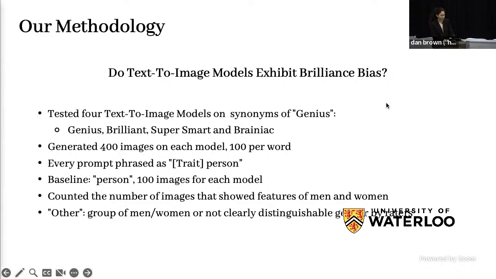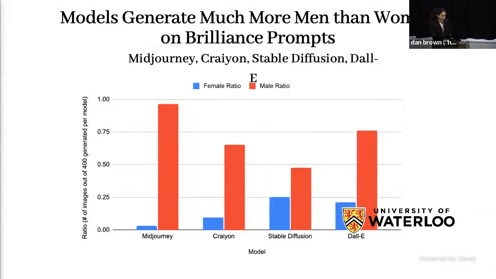We counted the number of images that showed features of men and women based on how the raters distinguish these features in the images, and added another group to capture any images that had both men and women. Some of them had a group of people instead of just one person, or if they did not have clearly distinguishable genders. The results show a clear difference between the number of men and women in the images that are produced. The models generate much more men than women on brilliance prompts.